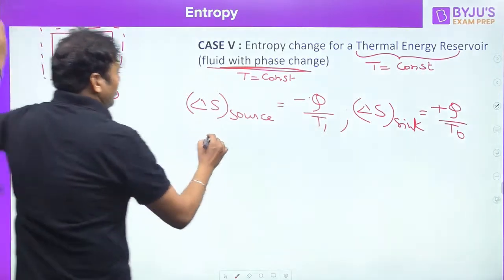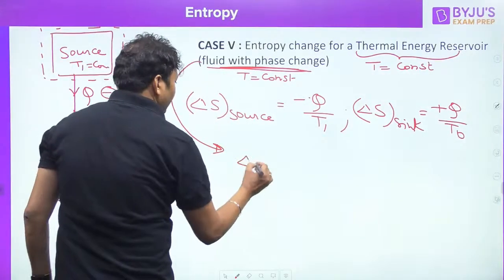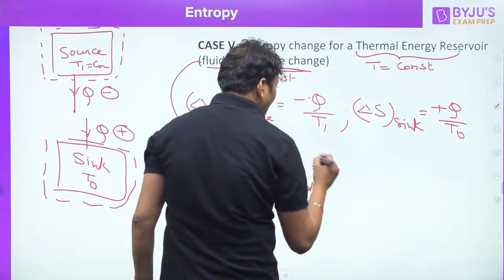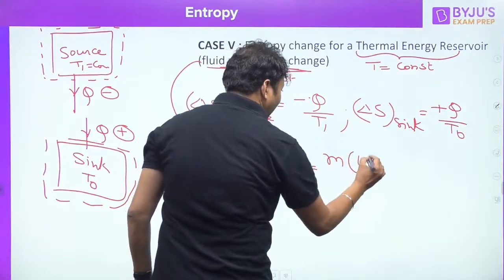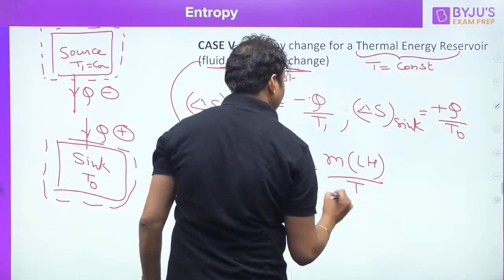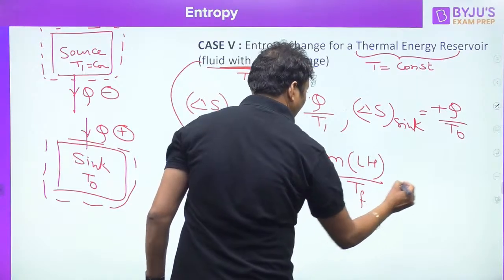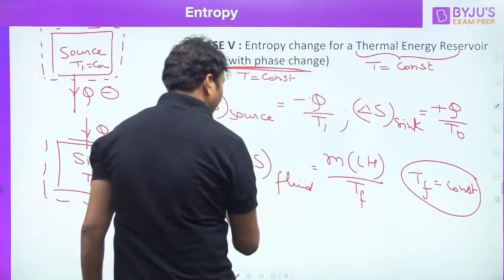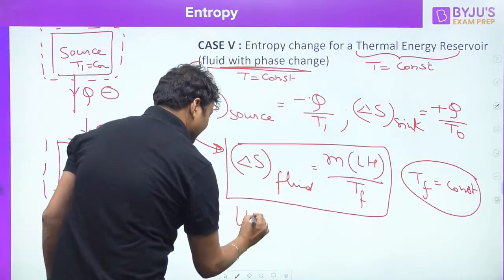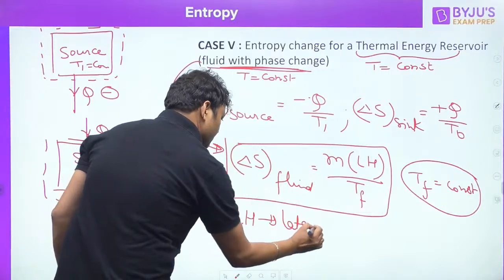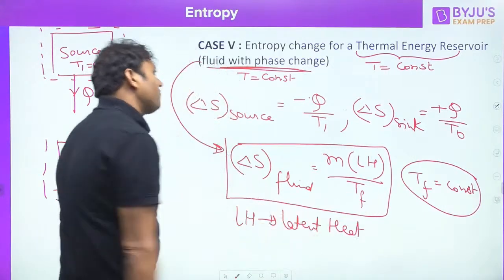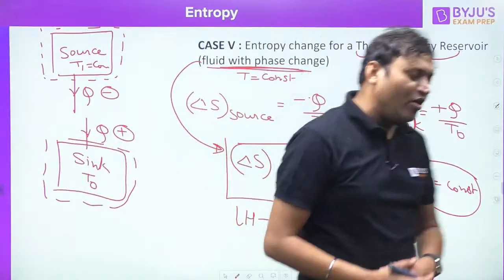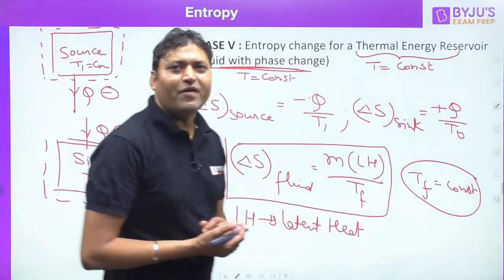And if the fluid is undergoing a phase change, in that case, delta S for the fluid is equal to m into latent heat by temperature T. Temperature of the fluid, TF, is constant. The temperature of the fluid is constant if it is undergoing a phase change. LH is latent heat. That is how we can find out the change in entropy for a reservoir, or if the system is having a constant temperature.